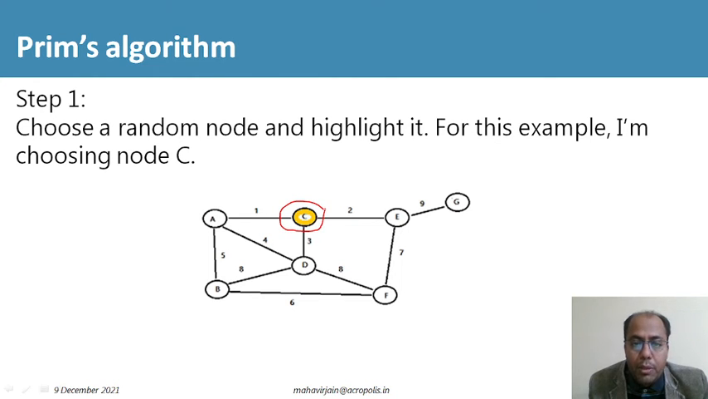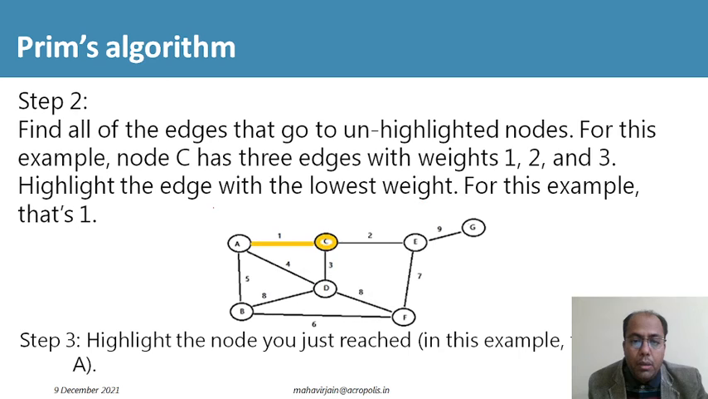Suppose in a given graph we have chosen C as the source vertex, so we have multiple choices here. We can connect C to A, we can connect C to E, and we can connect C to D. But we will connect the edge that has the minimum weight. So first we will connect C to A. As you can see from the PPT, we have connected C to A, highlighted in yellow, because it has the minimum weight.